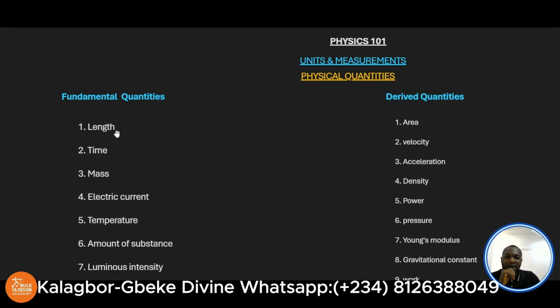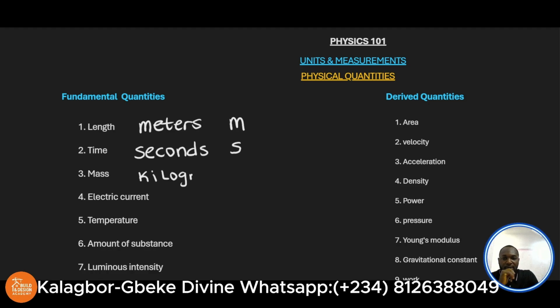For the fundamental units, the first one is length, and the unit for length is meters. The symbol is m. The unit for time is seconds, and the symbol is s. The unit for mass is kilogram, and the symbol is kg. So that's what we have for mass.